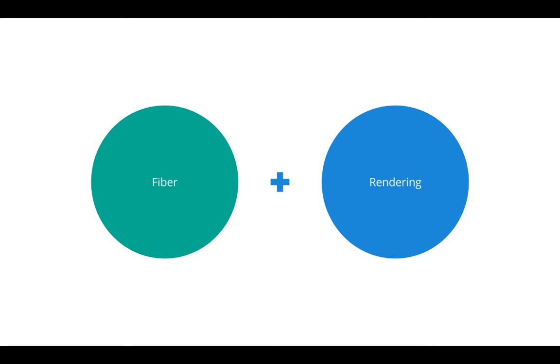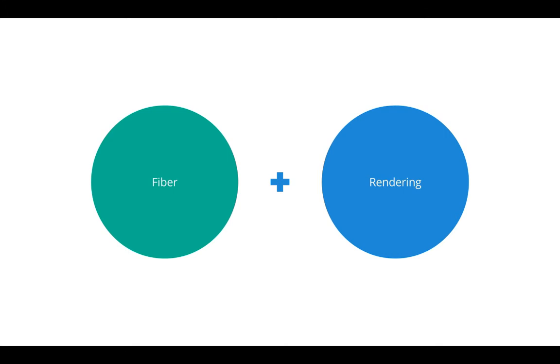Fibre is a re-implementation of the entire reconciliation algorithm. It's rewritten from the ground up. So everything that is about React doing the diffing behind the scenes, the virtual DOM comparisons, and so on and so forth, has been completely rewritten.